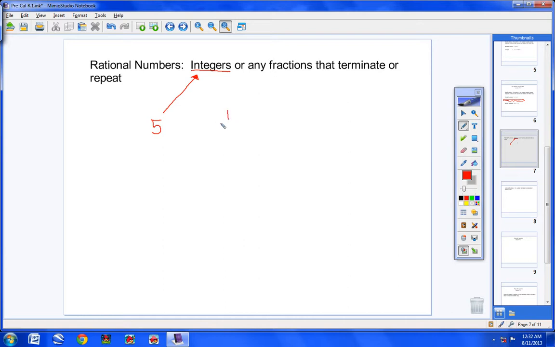If I wrote down the fraction 1/2, that terminates, and you might say, well, Mr. Earhart, what do you mean by terminate? Well, terminate means if you were to divide this out, it stops, and it does. 1/2 is exactly what? 0.5. We call that terminating, okay?